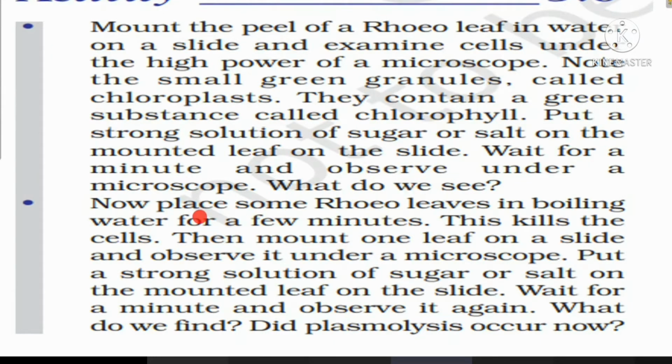What do we see? Now place some leaves in boiling water for a few minutes. This kills the cells. Then mount one leaf on a slide and observe it under a microscope. Put a strong solution of sugar or salt on the mounted leaf on the slide. Wait for a minute and observe it again. What do we find? Does plasmolysis occur now? Okay, good. We'll see how to do it.